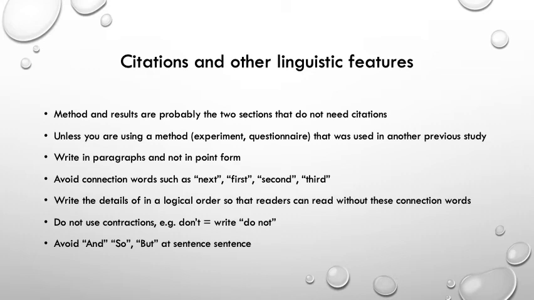Citations and other linguistic features. Method and results sections are probably the two sections that you do not need citations, unless you're using a method that was used in a previous study, that you are replicating the same method. In that case, please put down where you took the method from, author name, year of publication. Otherwise you do not need to use citations in your method section.